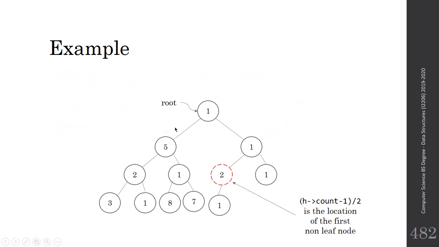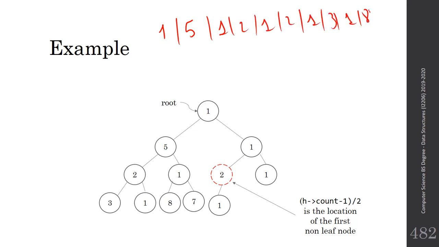So if I have this array, you can see it's not a heap because I have placed the elements one by one. So the array is equal to 1, 5, 1, 2, 1, 2, 1, 3, 1, 8, 7, and 1. This is the array, and I have considered it as a heap. However, it's not a heap, so I need to work with that.